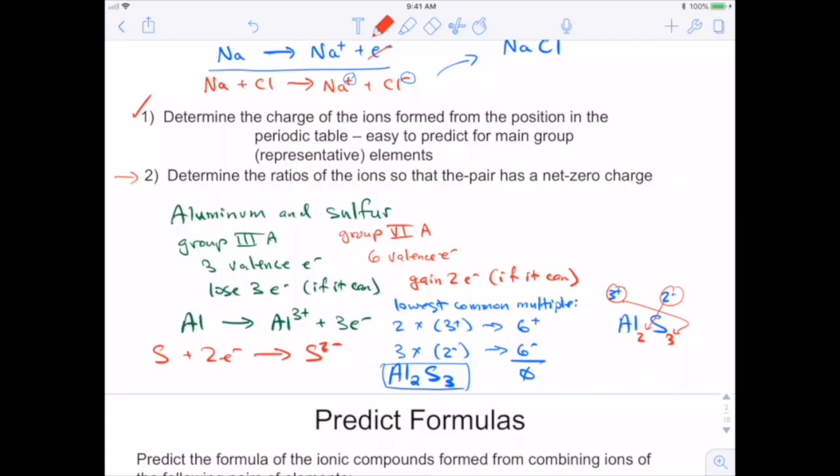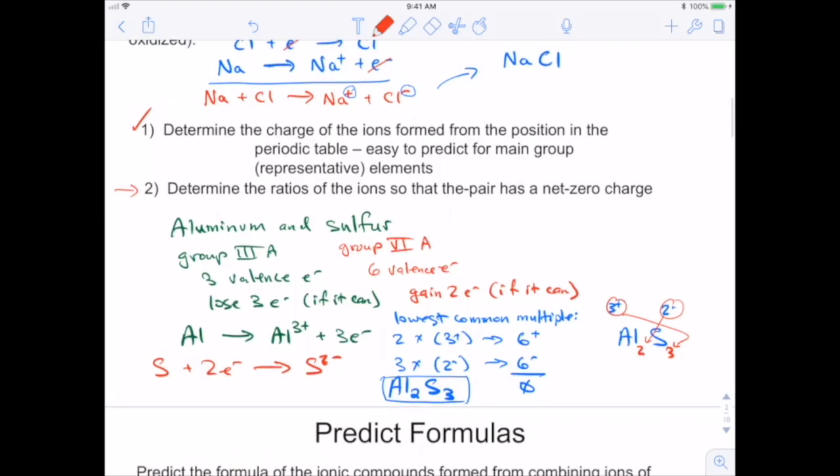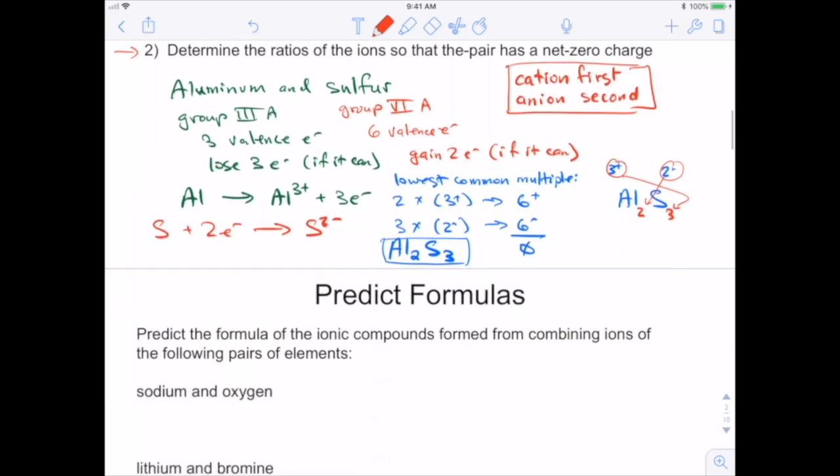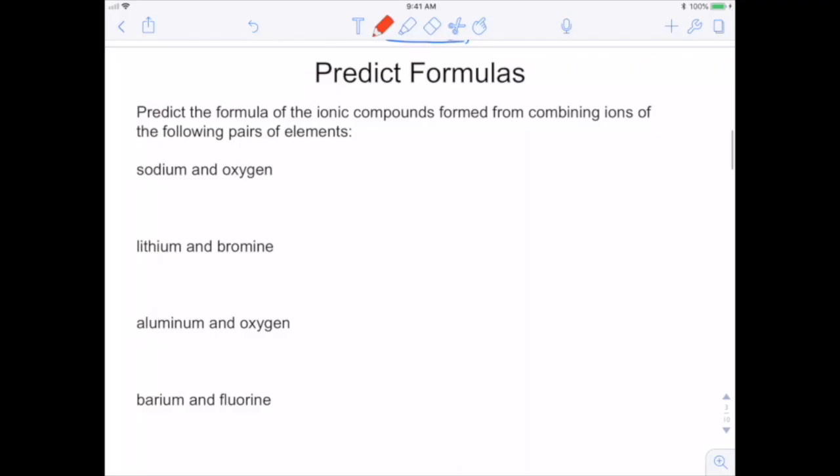Now I want you to notice in each of these cases, for sodium chloride and for aluminum sulfide, I have very carefully written the cation first and the anion second. That's part of our naming scheme. So for all of these, the cation is always listed first and the anion is always listed second. All right, so before we go any further, let's just practice a little bit with some of these.